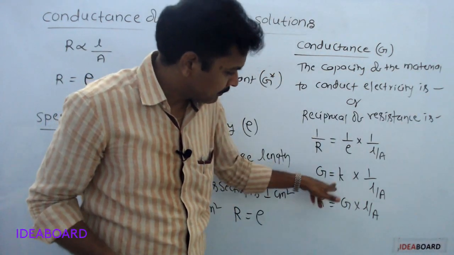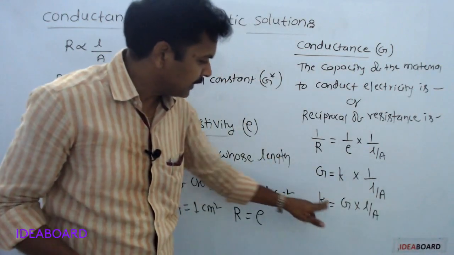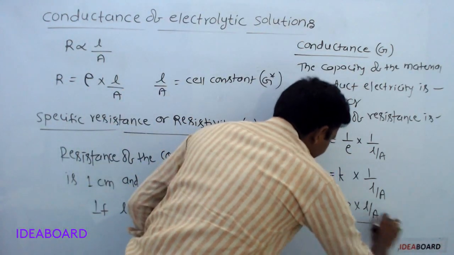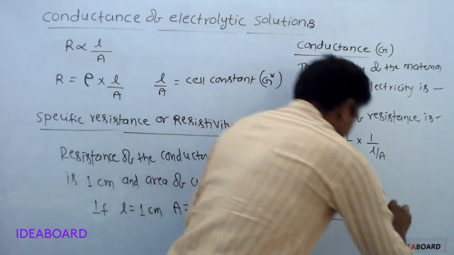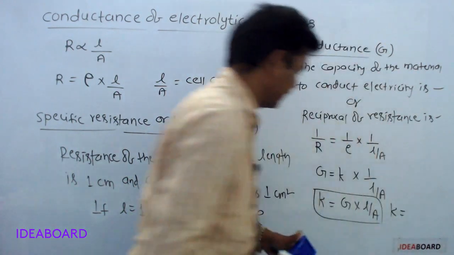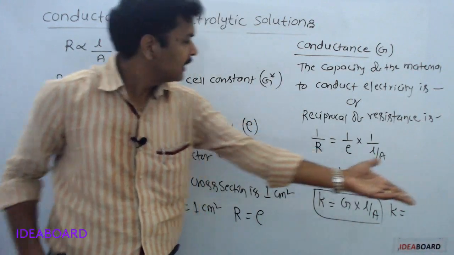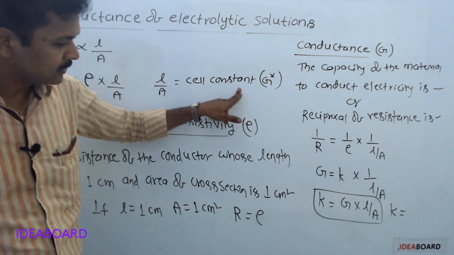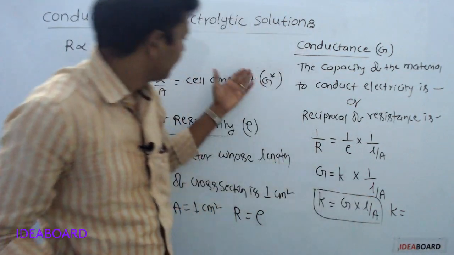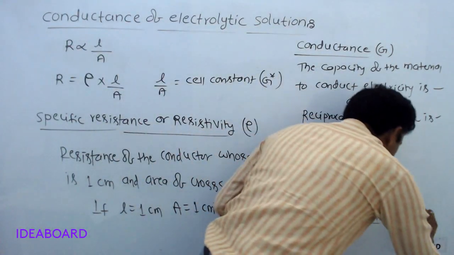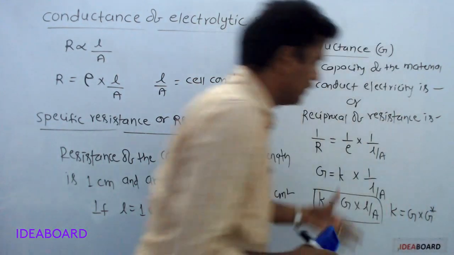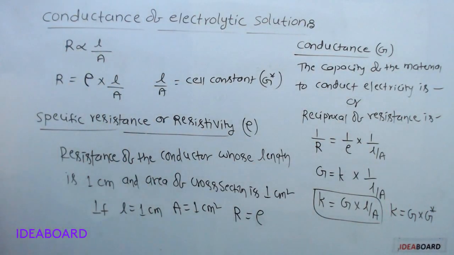So G is equal to kappa into 1 by L by A. Kappa is equal to G into L by A. This L by A is nothing but cell constant. Instead of this L by A, we can take G star. Then kappa is equal to G into G star.